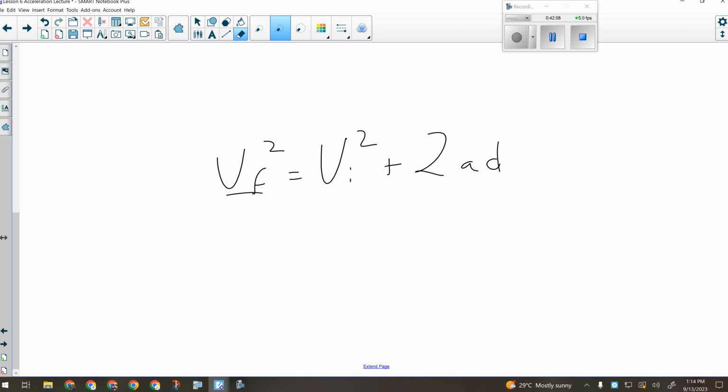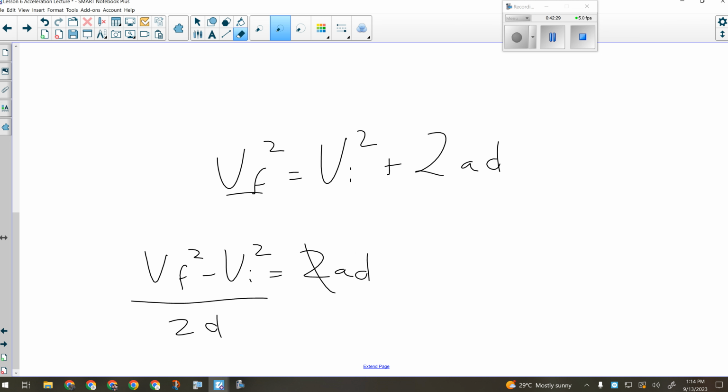Okay, if I want to solve for A, subtract VI squared. I'm trying to get A by itself. What do I do with the 2 and the D? Divide them over. So that would solve for A. If I wanted to solve for D, it would be 2A instead of 2D. Everybody all right with that? That's all the algebra to do with acceleration that you will have to do.